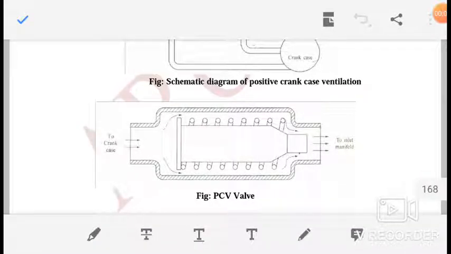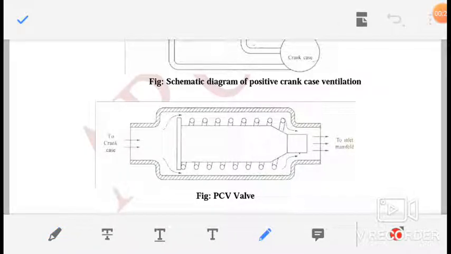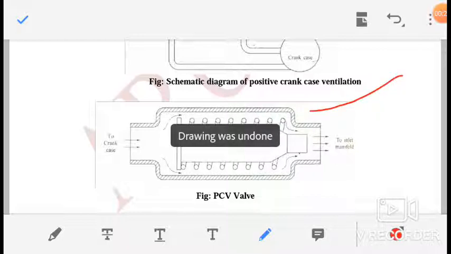Good morning, students. In the last video, we discussed the schematic diagram of positive crankcase ventilation, and now in this video, we will discuss the PCV valve. So this is the diagram we have here.